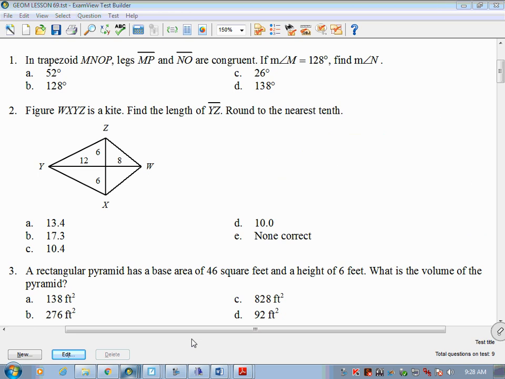All right, number 2, what is the shape of this? It's a kite. What do I know about kites? I only have one rule for kites. Their diagonals are perpendicular. Find the length of YZ. That right there. How can I do that? Pythagorean theorem. So help me fill that in.